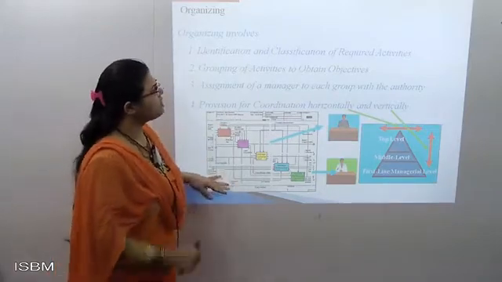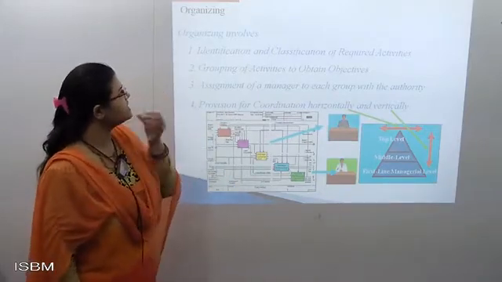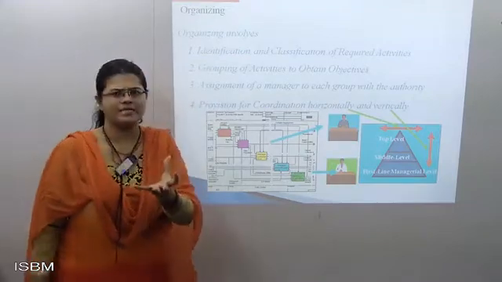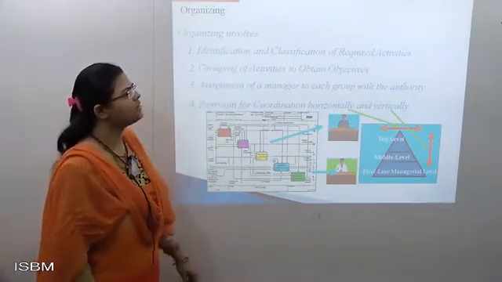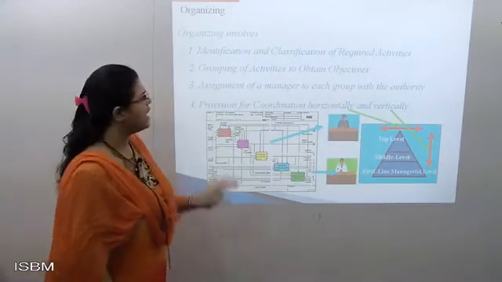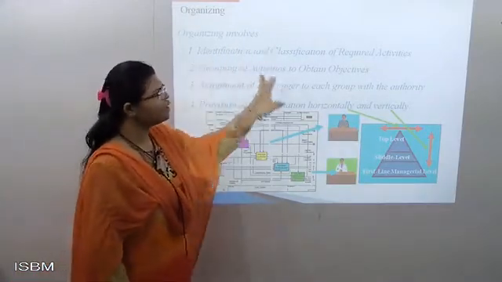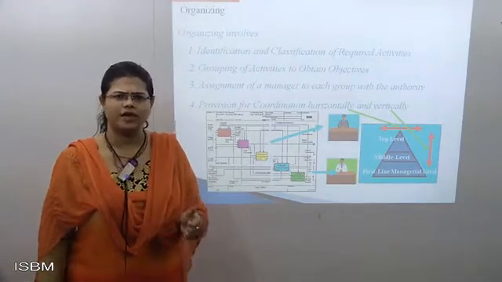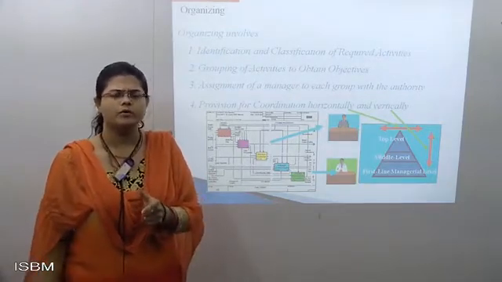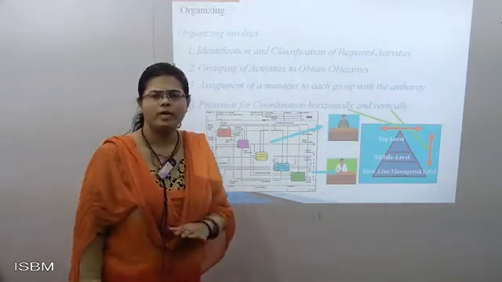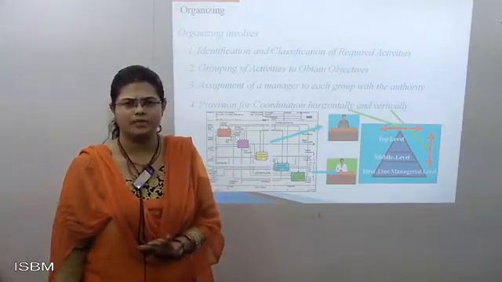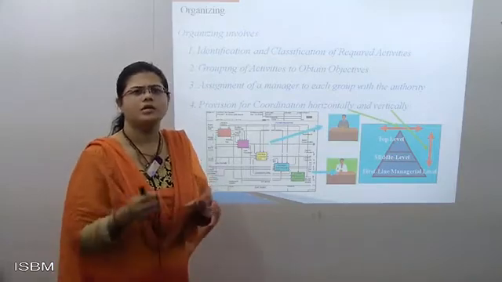Now here is the definition. First, organizing involves the identification and classification of required activities. Two things are required. First is identification, and second you need to classify, because without classification you won't be able to understand what activities are being done.